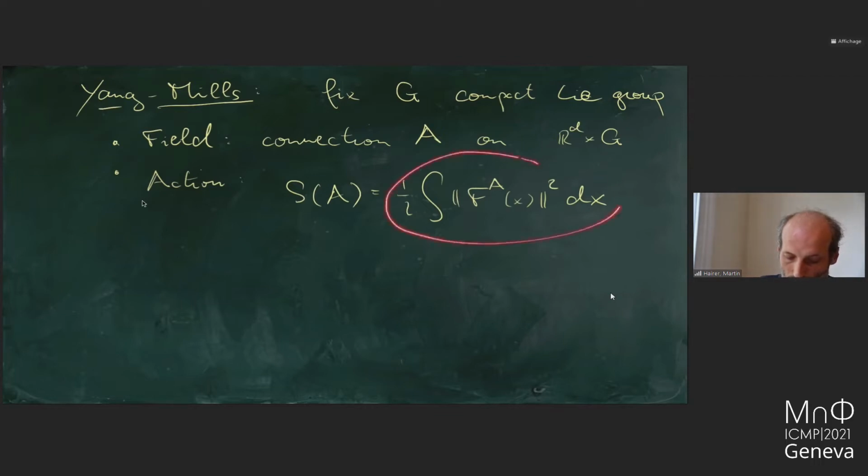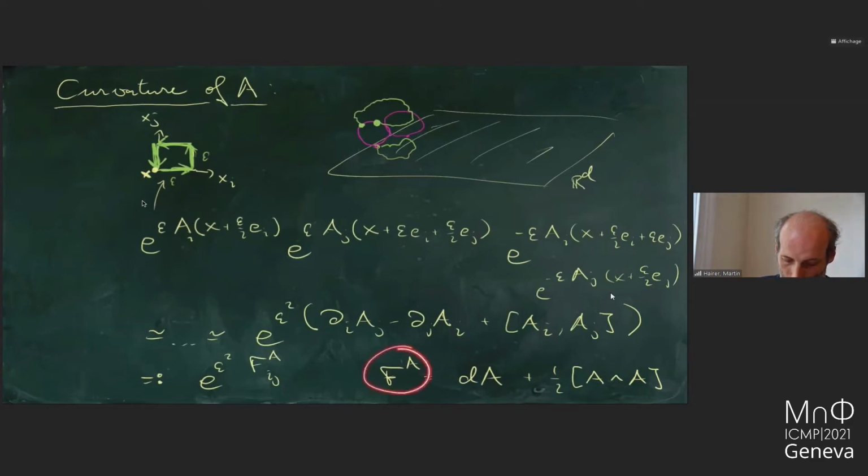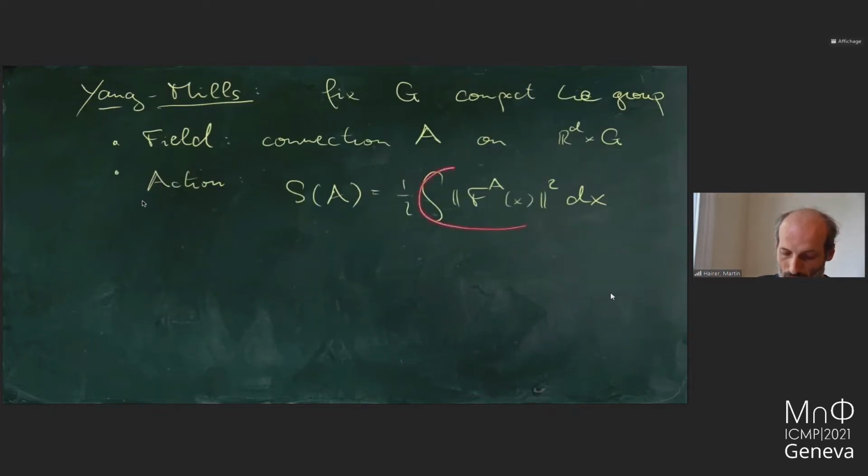So the action is just the L2 norm of the curvature. Remember, at the very beginning, I told you that the prototypical example of an action that you should have in mind is that you take a field and you take the H1 norm squared of the field, so the integral of the gradient squared. This looks very much like that, because this F_A, this curvature, is actually something like a derivative of A. We have a nice interpretation of what it is, but if you look at the formal expression, it's basically a derivative of A. So it very much looks like this simple example that I mentioned at the very beginning, where the action would just be the L2 norm of the gradient.